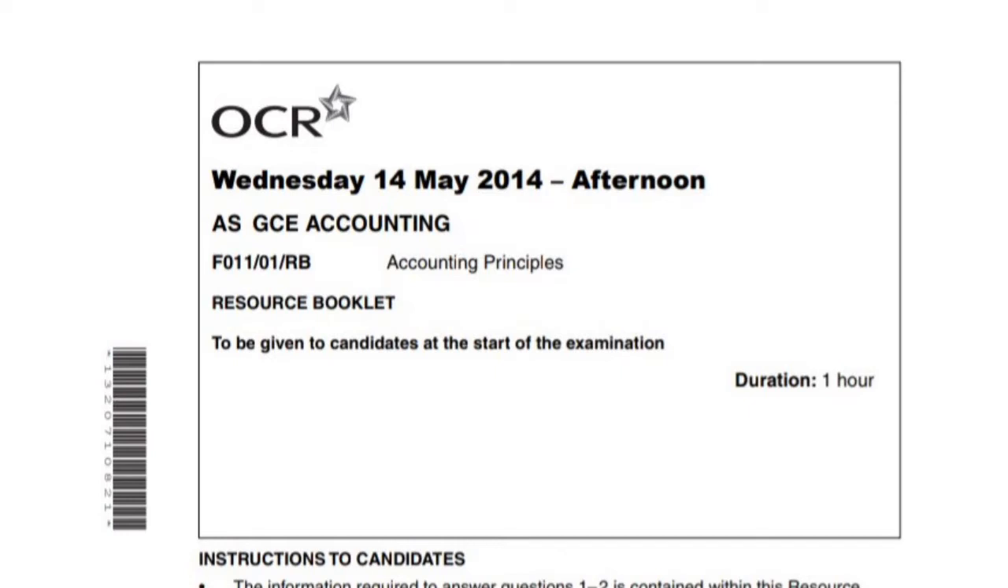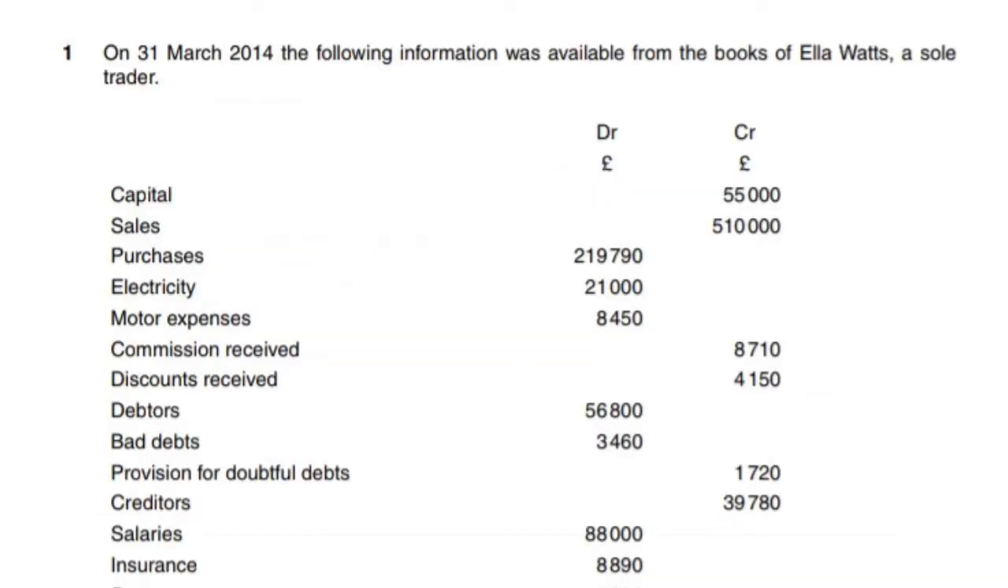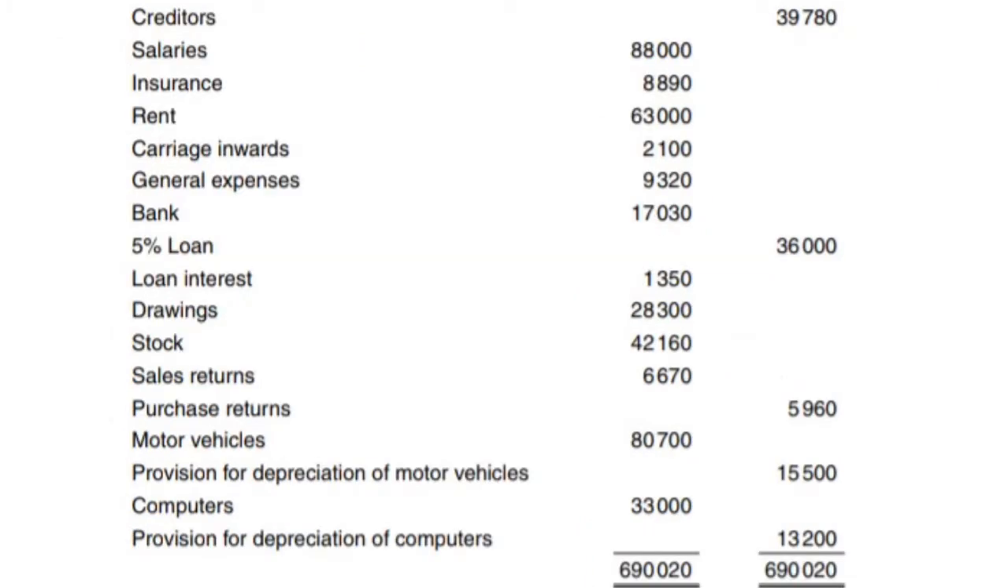So I have extracted a question from OCR, GCSE Accounting, Wednesday, 14 May 2014 afternoon session. Right. So the question reads, on 31 March 2014, the following information was available from the books of Elawards, a sole trader. Then we are given the trial balance from capital up to the provision for depreciation of computers.